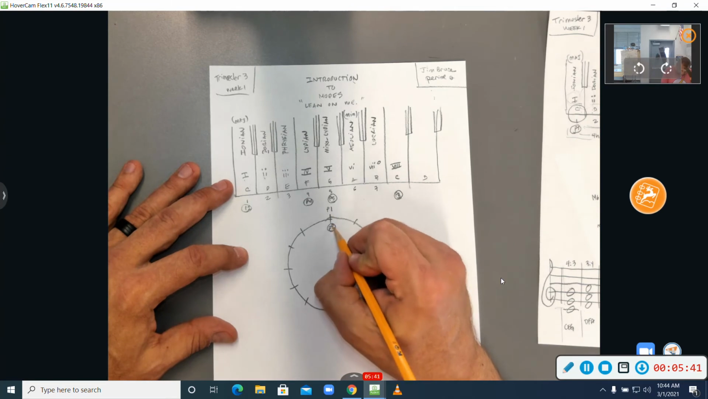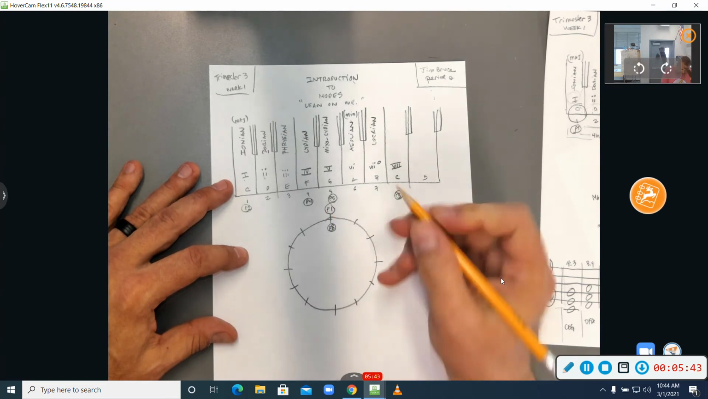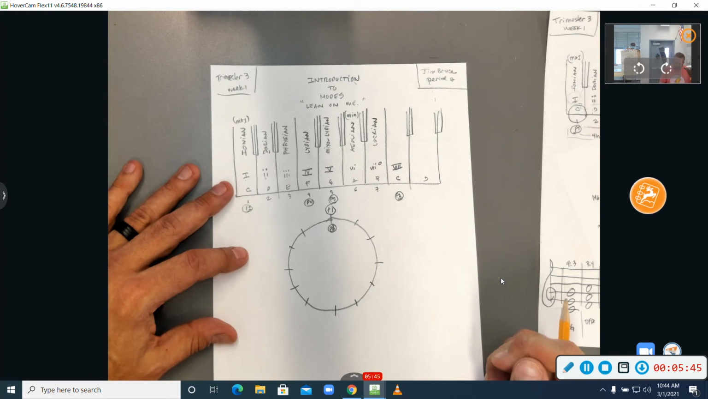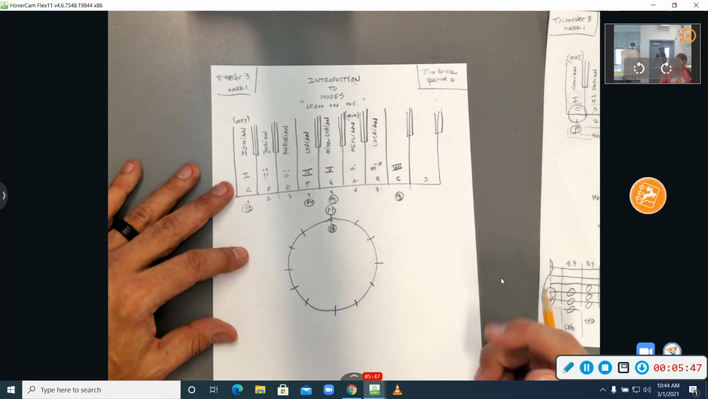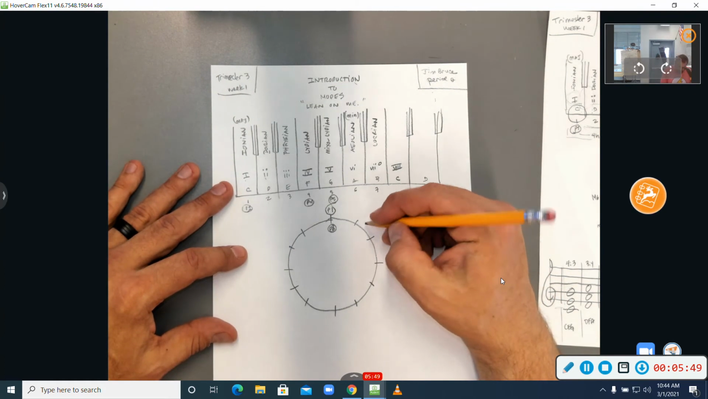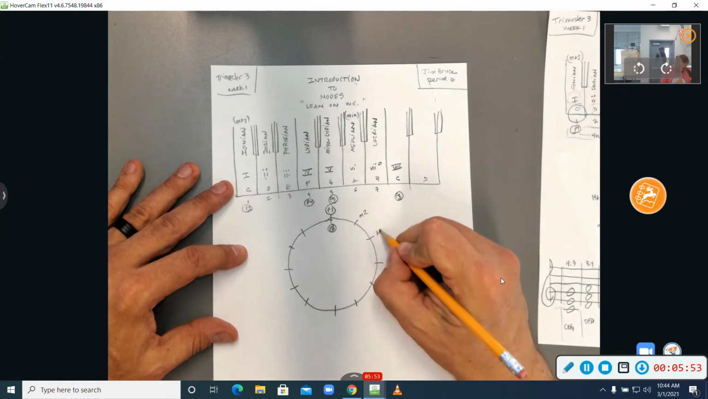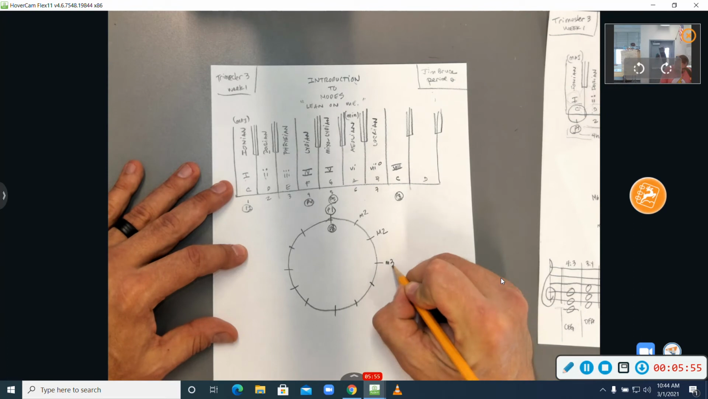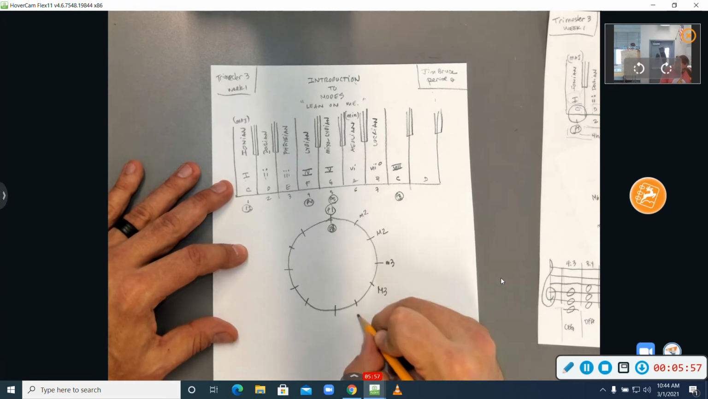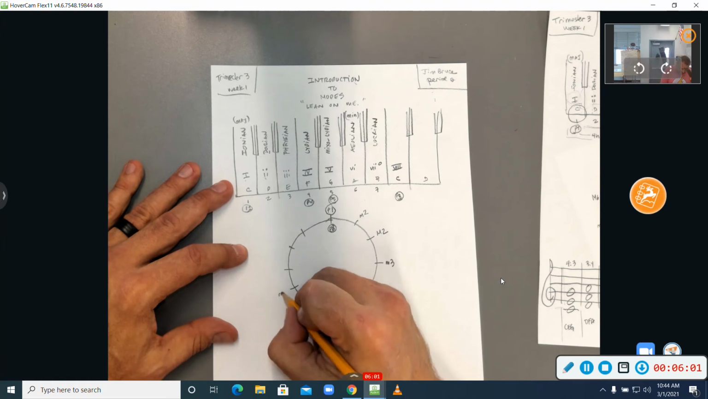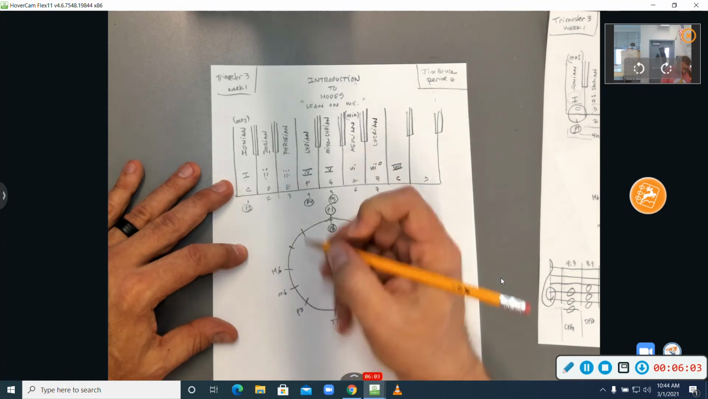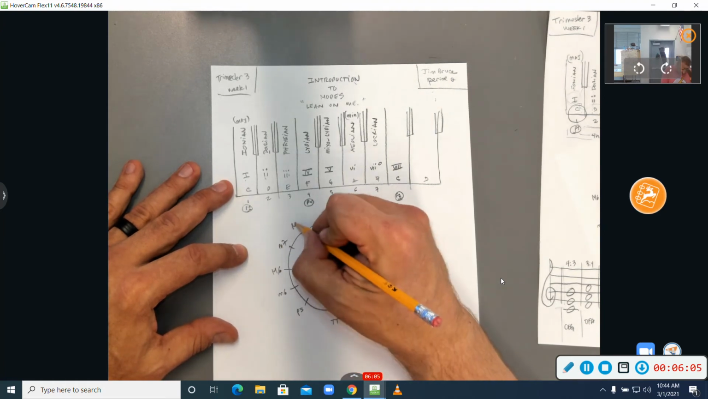We'll call the inside one P8, as we're spiraling upward, getting smaller. Frequency is getting higher. The size of the wave getting smaller. This is our minor second. This is our major second. This is a minor third. This is a major third. Perfect fourth, tritone, perfect fifth. Minor sixth, major sixth, minor seventh, major seventh.